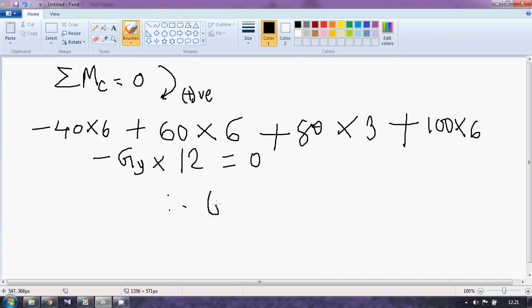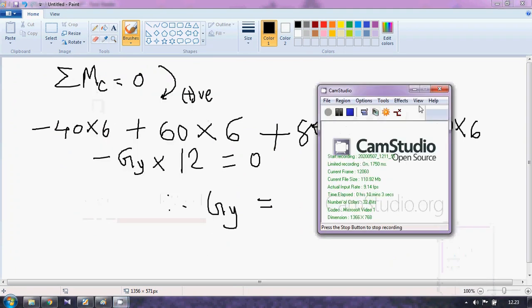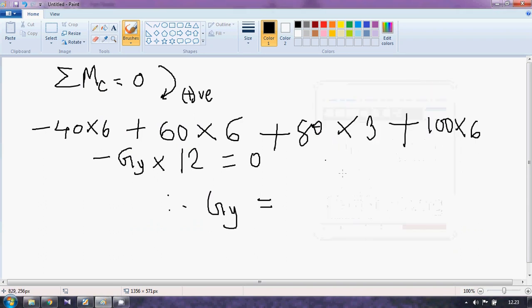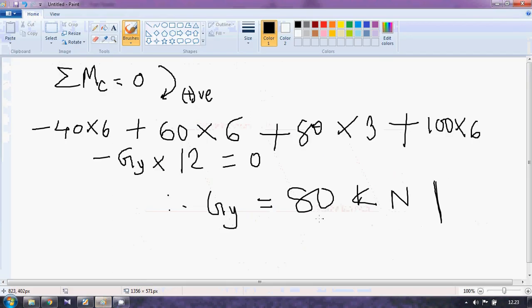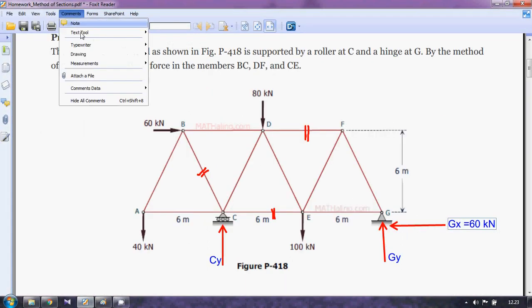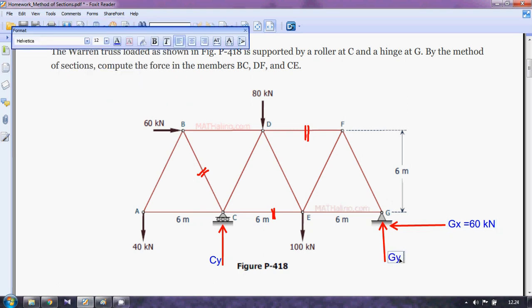So I will get Gy equal to positive 80 kilonewton. Good. Since I have taken the direction upward and I get a positive value, the assumed direction is correct. So that's okay. So just write Gy equals to 80 kilonewton.